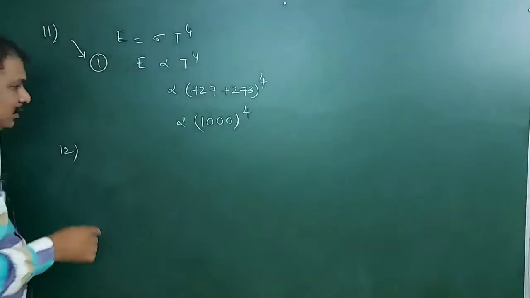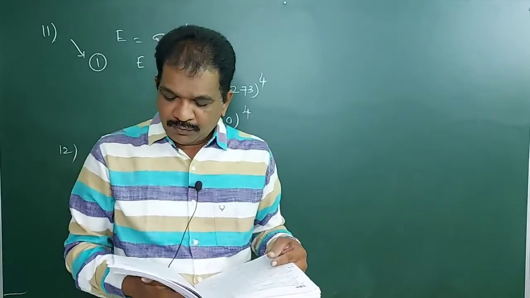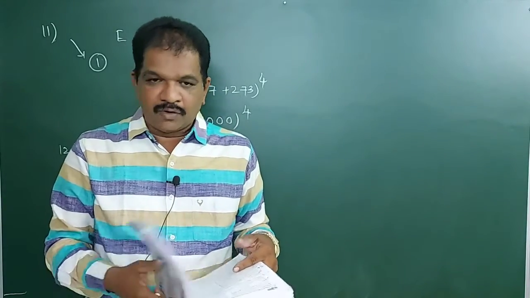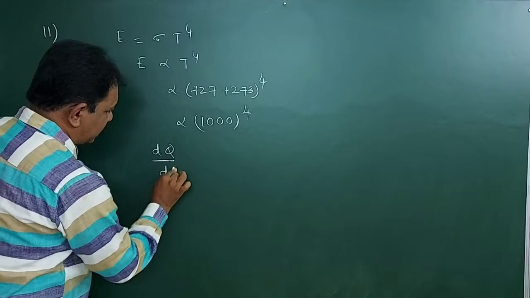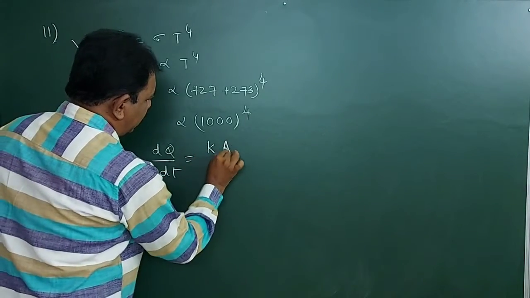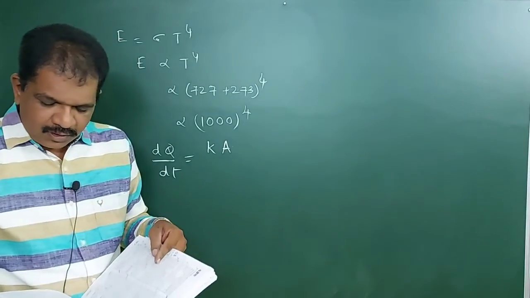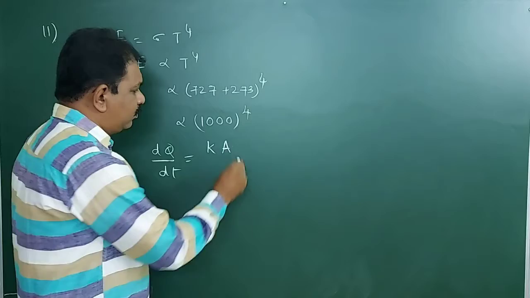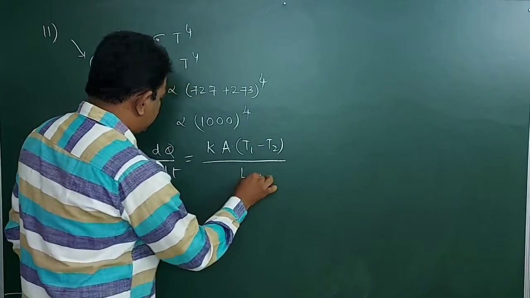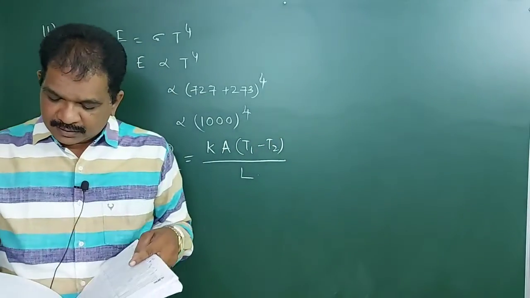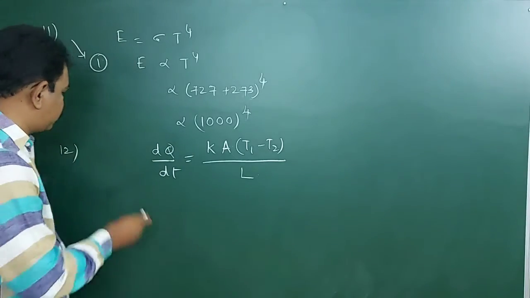12th one, you see, the amount of heat flowing through the rod. What is the formula? dQ by dt is equal to KA (T1 minus T2) by L. This is a direct formula. So for the 12th question, it will be the third option.